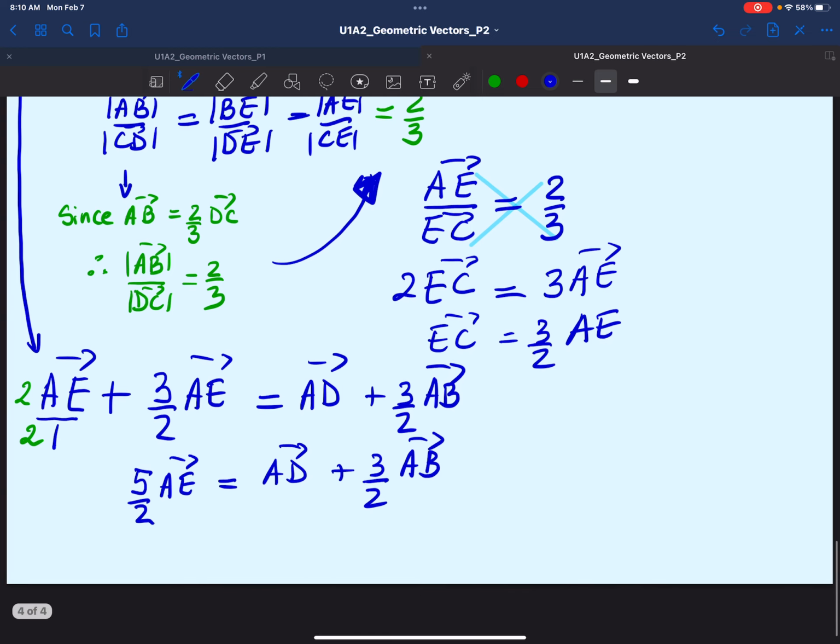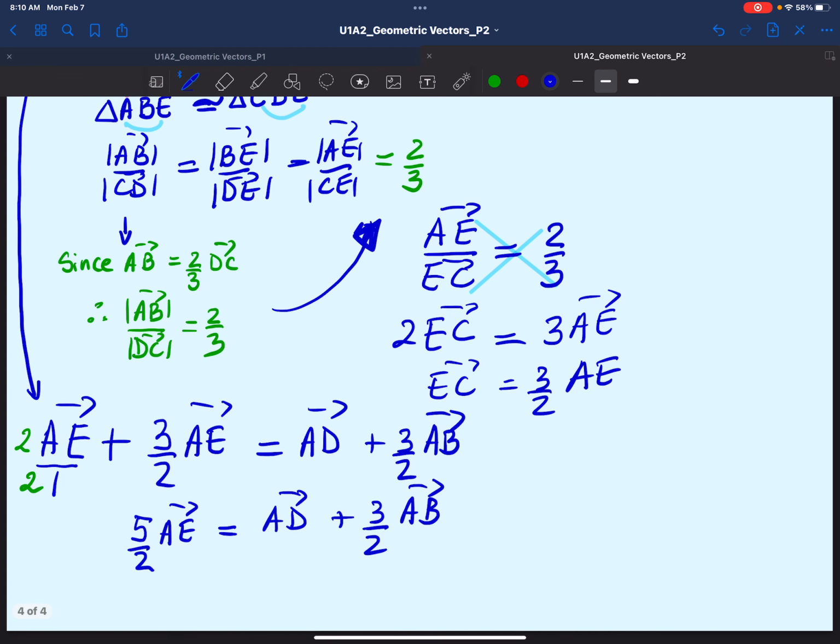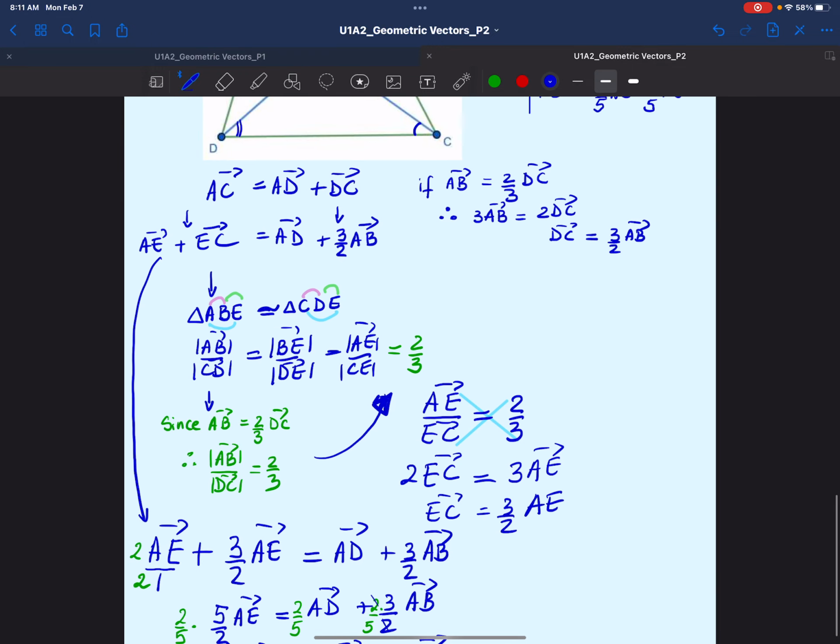Now it becomes a matter of simplifying. So if you want to actually isolate AE, you multiply everything by 2 over 5, the reciprocal of 5 over 2, which will give AE a coefficient of 1. That's what we want. That would be 2/5 of AD, plus, these 2's will simplify, 3/5 of AB. And voila! This is the statement we wanted to prove.